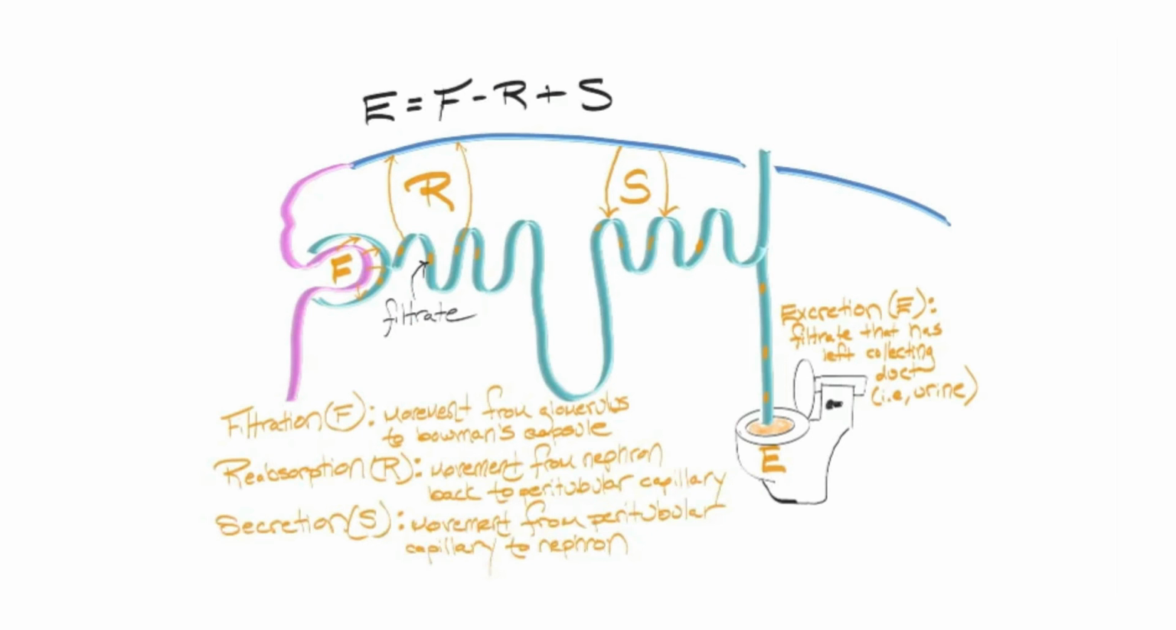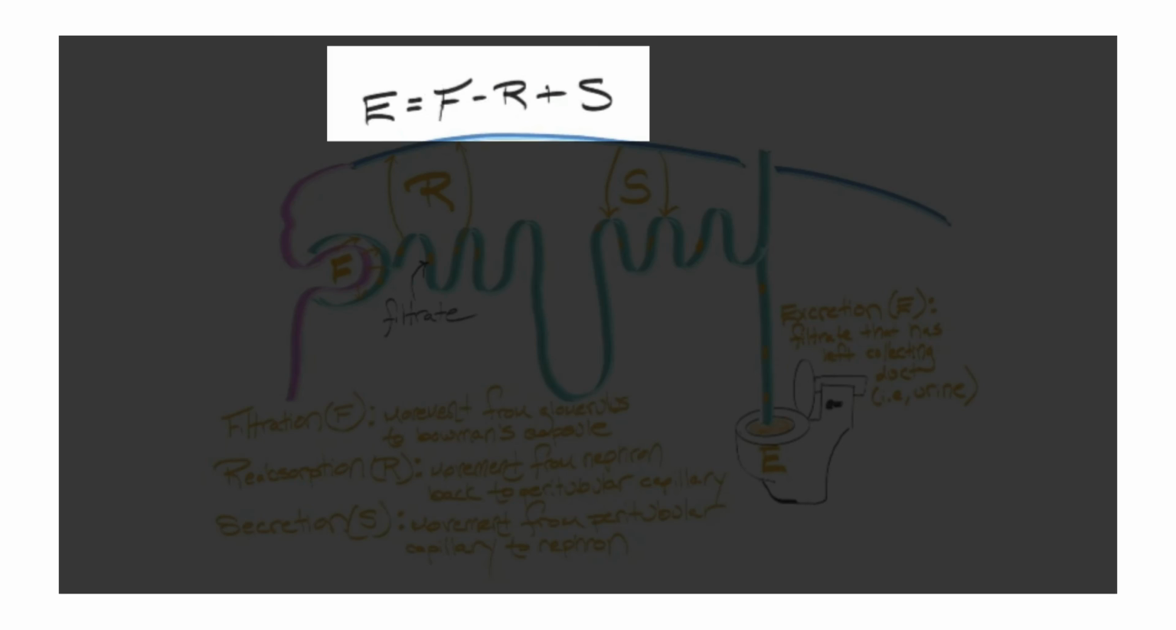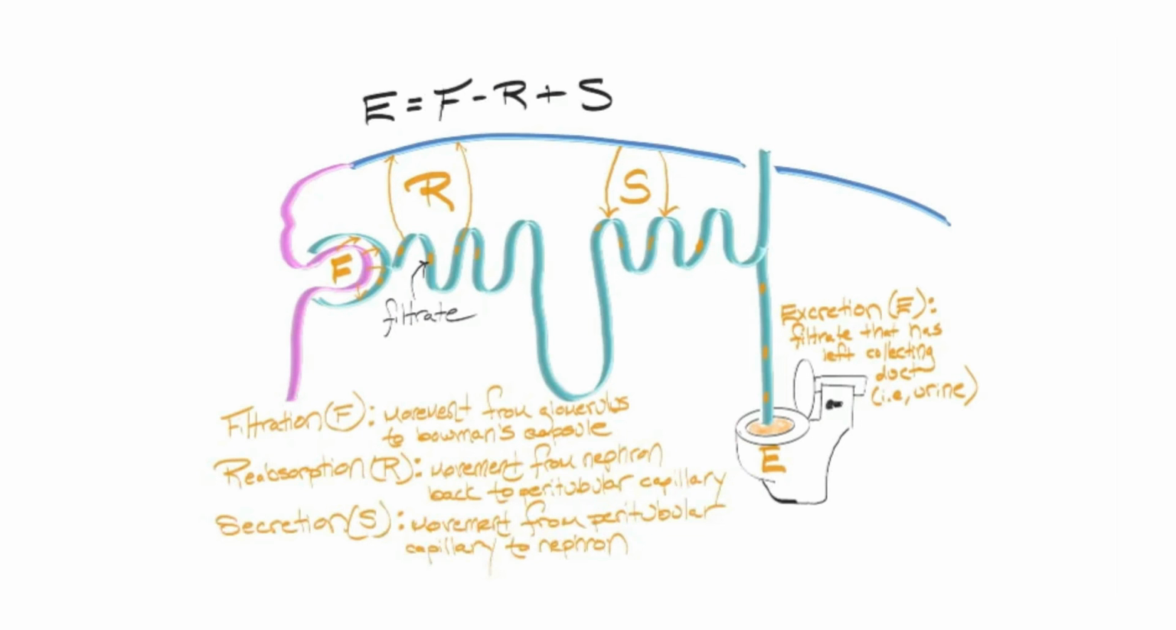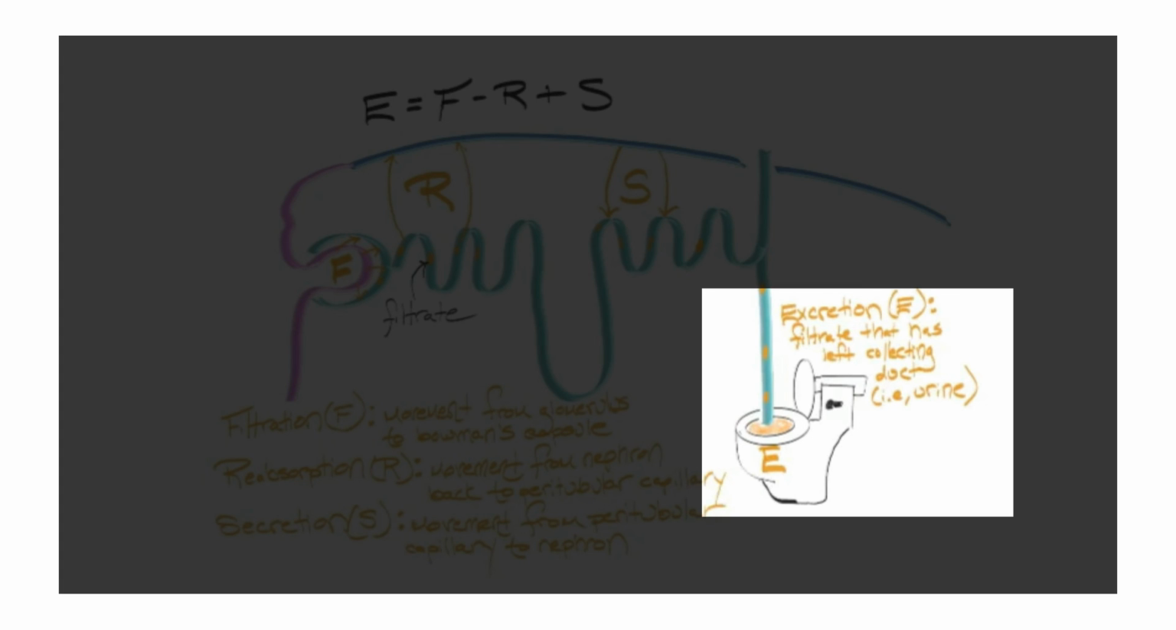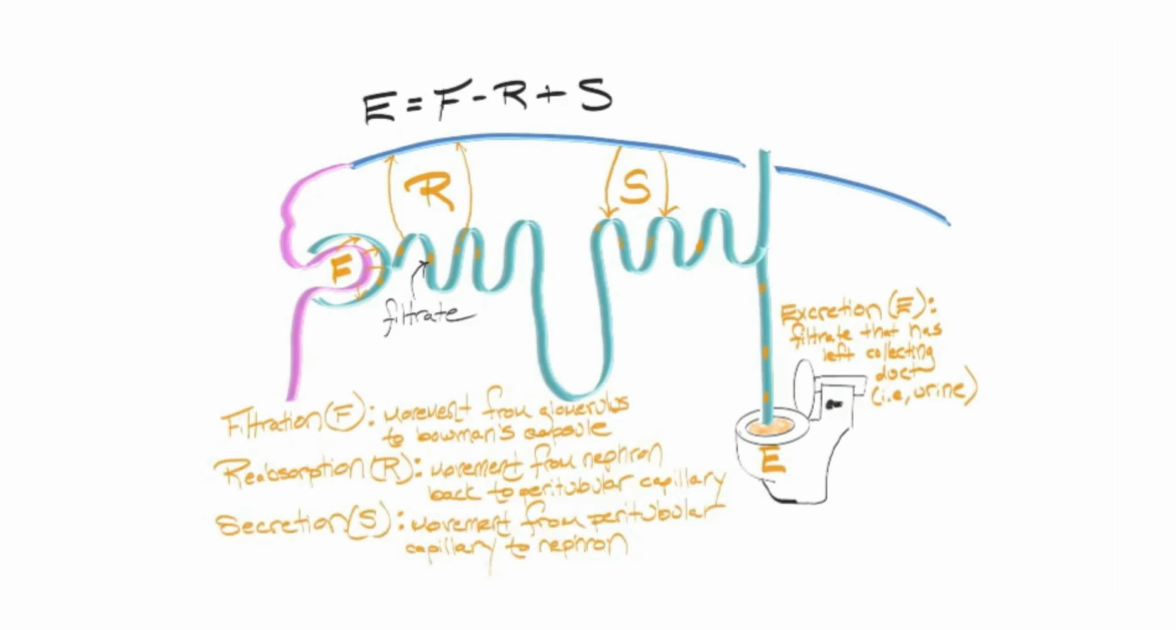And that is where we get this equation, E equals F minus R plus S. E refers to excretion. Excretion is urine. Once filtrate leaves the collecting duct that we see over here on the right, it becomes urine. And urine is produced, or excretion occurs, as a result of whatever is filtered minus whatever is reabsorbed plus whatever is secreted. We could write it out F plus S minus R. Whatever is filtered, whatever is secreted is ending up in the urine with the exception of whatever is reabsorbed.